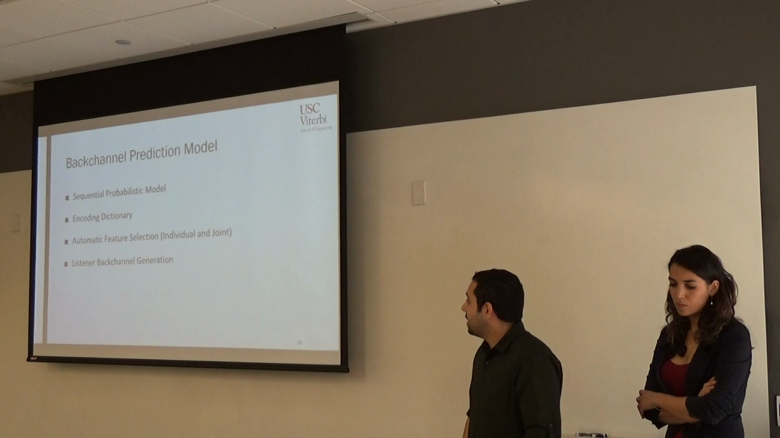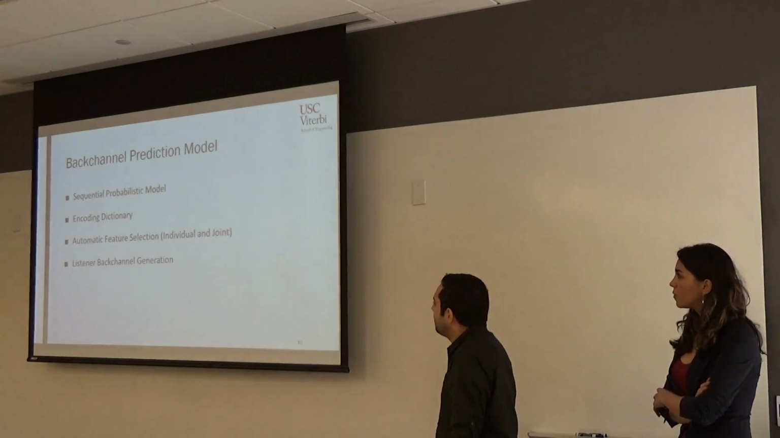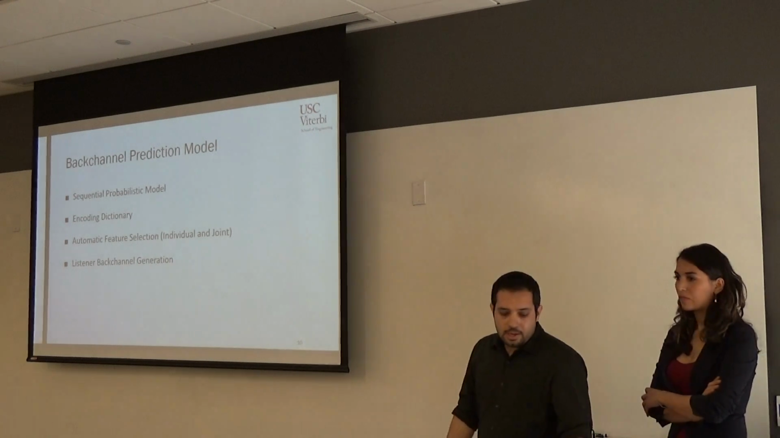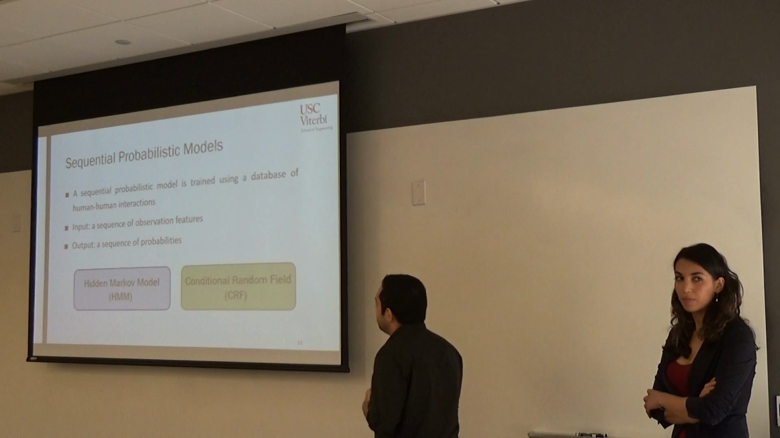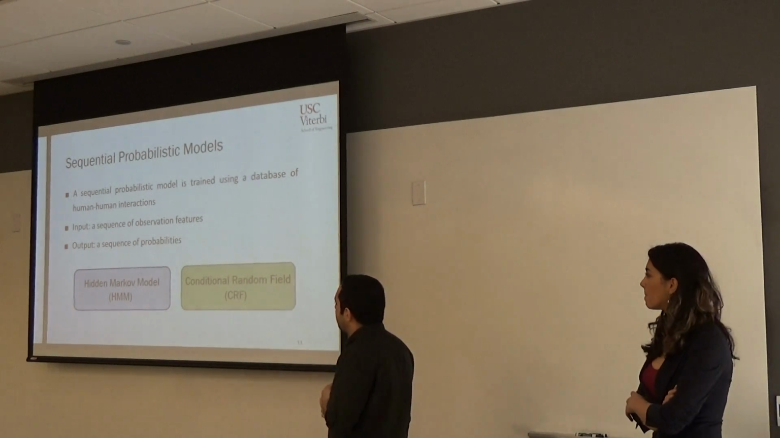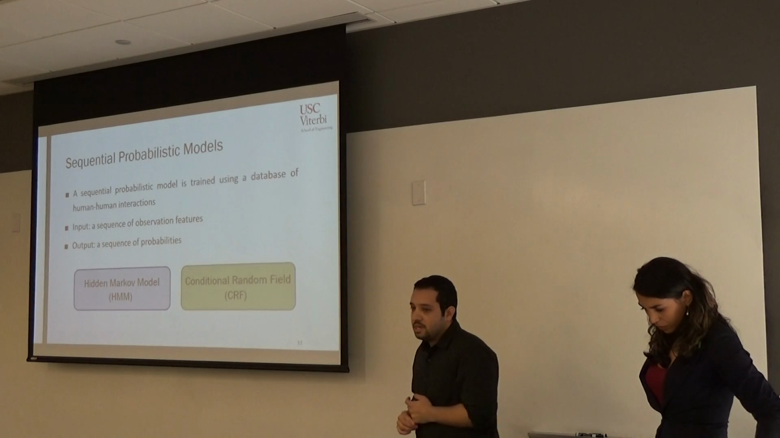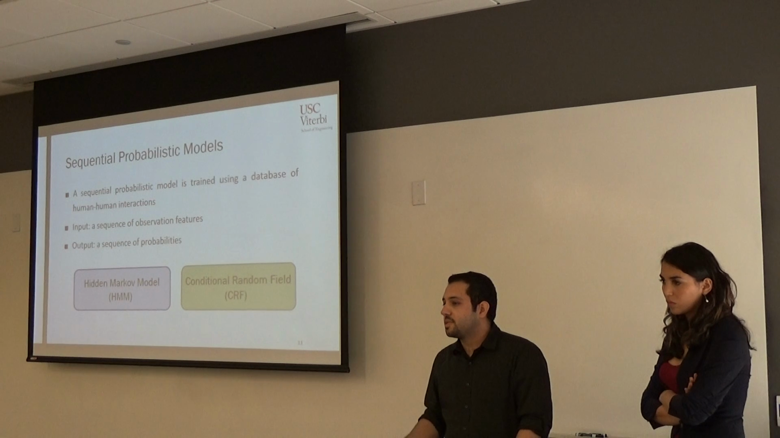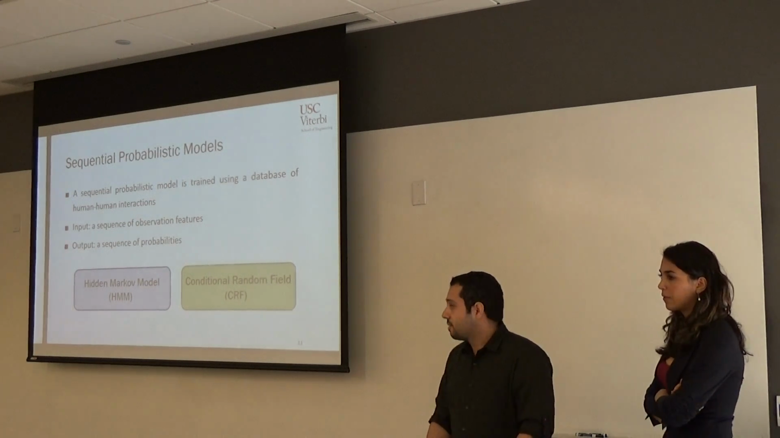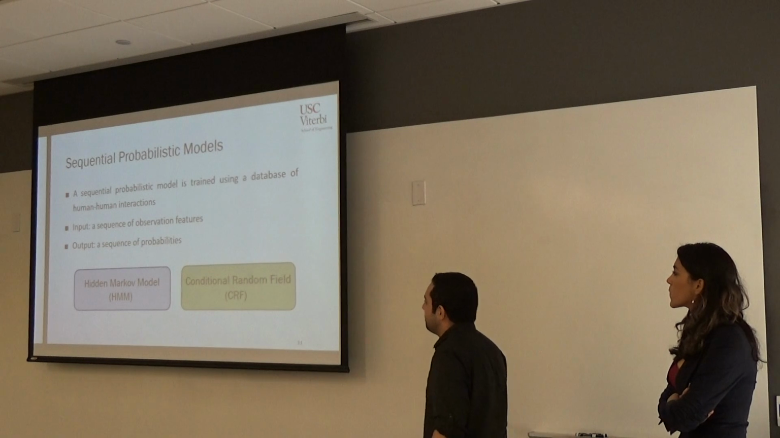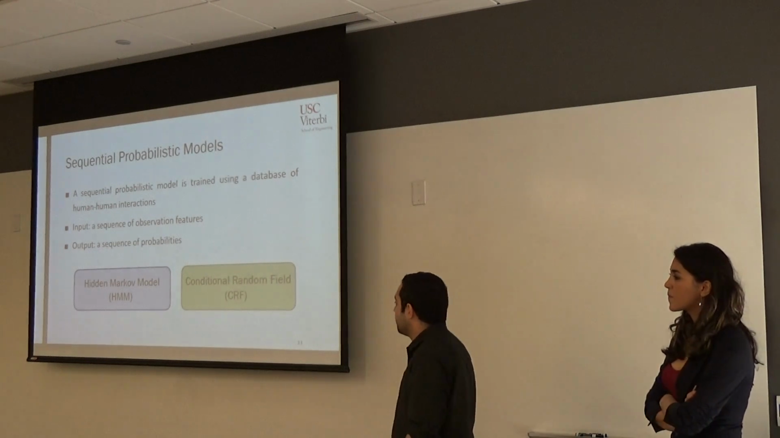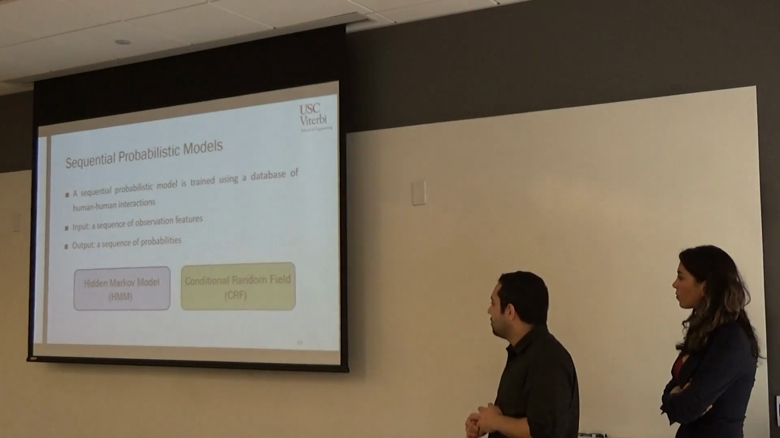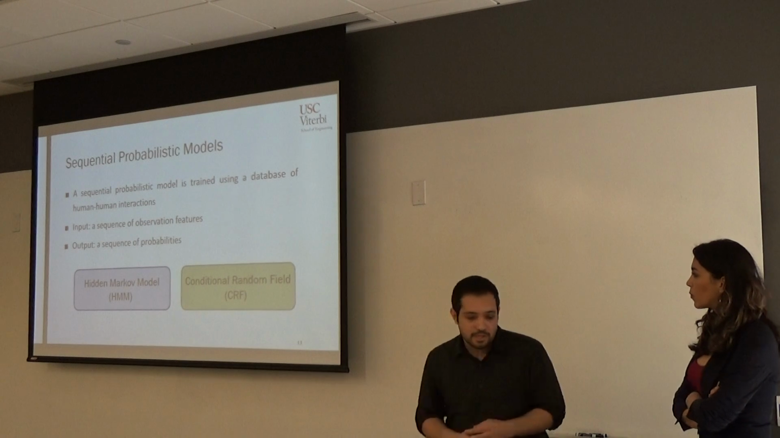So this is the main consideration and the procedure which the authors followed to come up with the prediction model, and I'm going to go through every one of them now. Since we are dealing with time series and the sequence of data points is important for us, a sequential probabilistic model is used here, which takes a sequence of observation features as input, which are simply the speaker features. And as the output, we'll have a sequence of probabilities, which is the probabilities of a backchannel happening. And two popular sequential models which we talked about are used here, hidden Markov model and conditional random field.